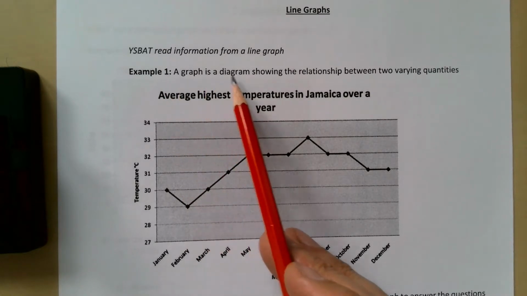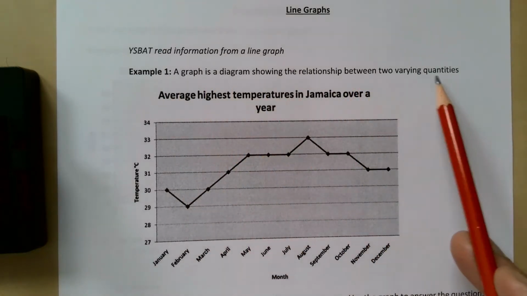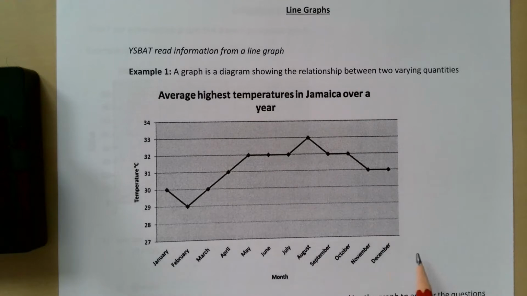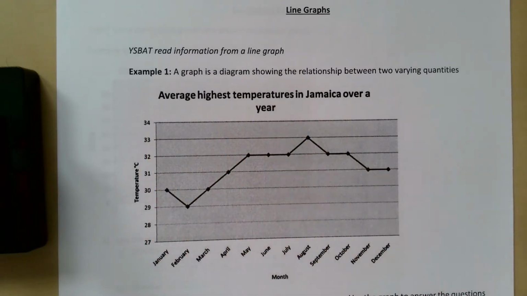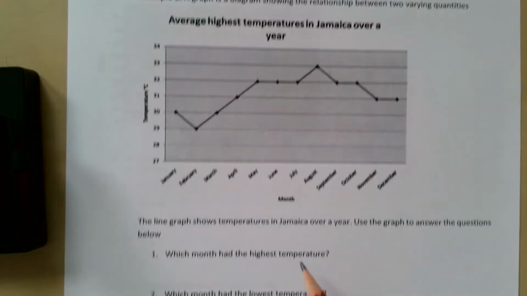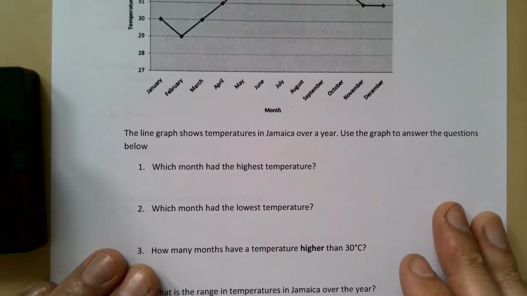A graph is a diagram showing the relationship between two varying quantities. So here we have months, and then here we have temperature, the average highest temperature in Jamaica over the year. The graph shows the temperatures in Jamaica over the year. Use the graph to answer the questions. Which month had the highest temperature? You can't see these questions, but it's easier if you just look at the graph and then listen to me.